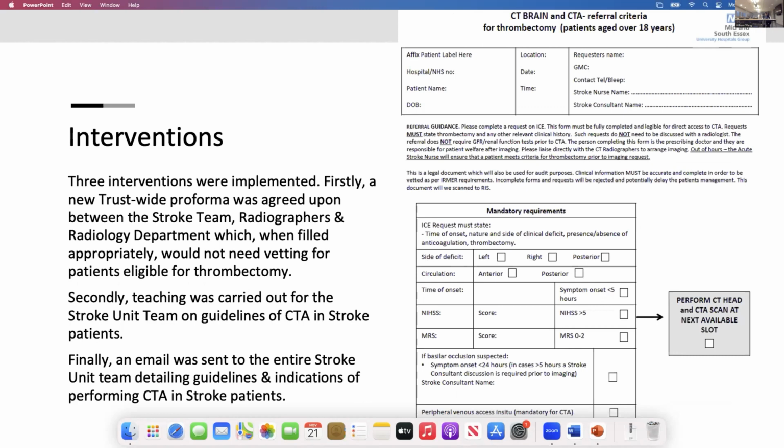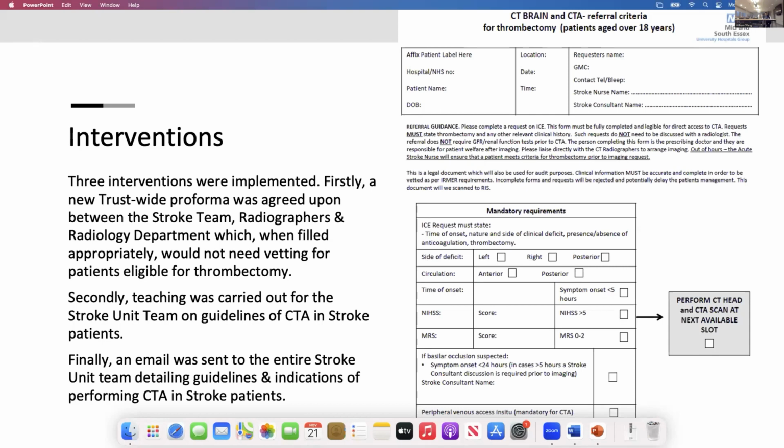we made a proforma. Now this proforma has the indications you need for the CT angiogram to be performed. We got this checked with the radiologists, with the radiographers, and the stroke team, and everybody agreed that if the patient meets this criteria, you don't need to speak to anybody, just directly bring the patient into the scanner for the CT angiogram. We implemented this.